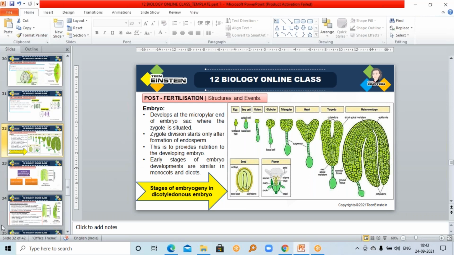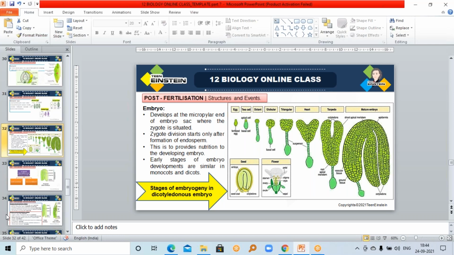and only in that place the zygote is situated, right? The zygote is where the fusion of the egg and one male gamete takes place, that is towards the micropylar region. So there only the formation of zygote is taking place. The zygote gets divided and forms the embryo. So definitely the embryo development is also towards the micropylar end.